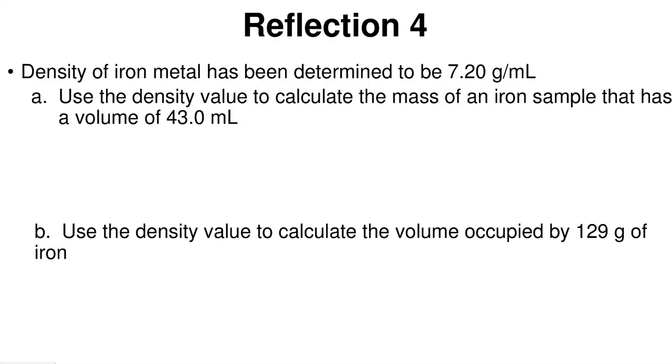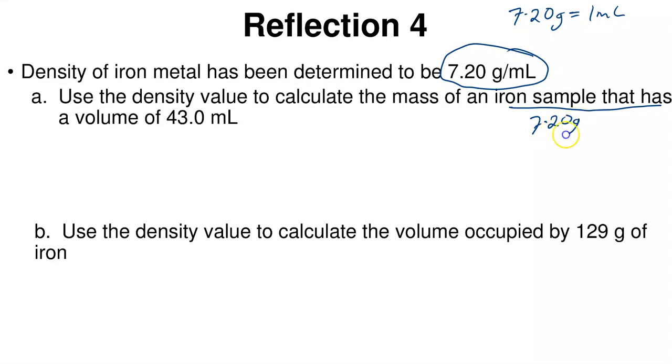Again, practice makes perfect. I try to bring in as many questions as possible. It says the density of a metal has been determined to be 7.20 grams per mil. It says use the density value to calculate the mass of the sample. Remember what I said. Density is a conversion factor. What it simply means here is that we can write that 7.20 grams is equal to 1 mil. And if we want to generate factors, there are 2 factors we can generate here. What are the 2 factors? We can say 7.20 grams over 1 mil, or we can say 1 mil over 7.20 grams.